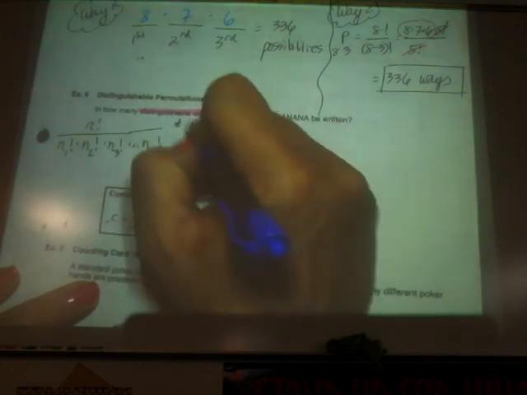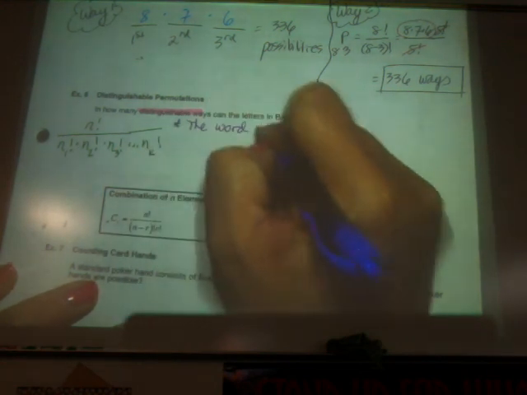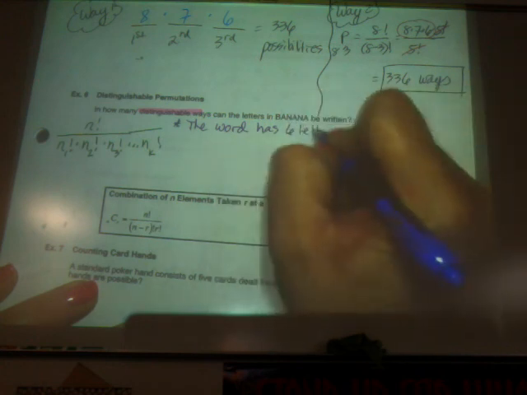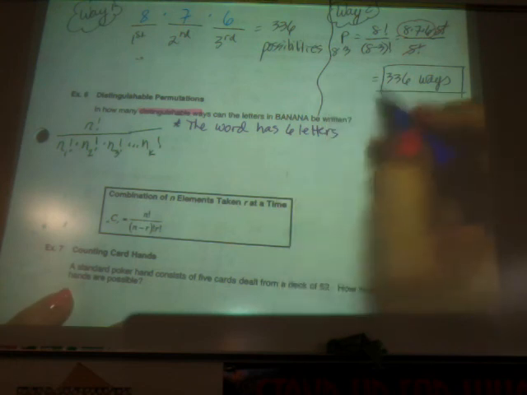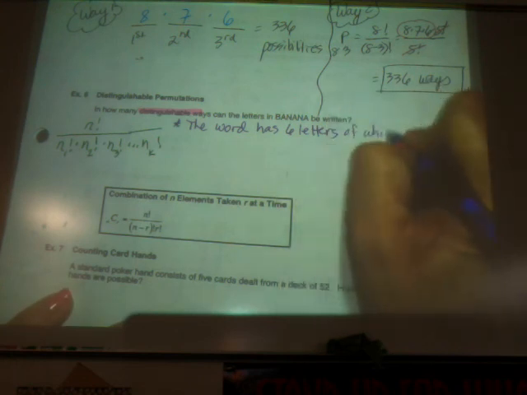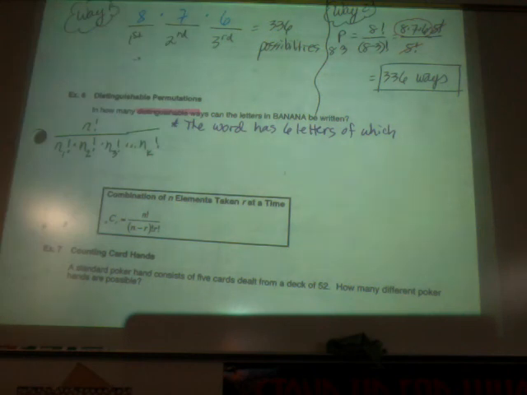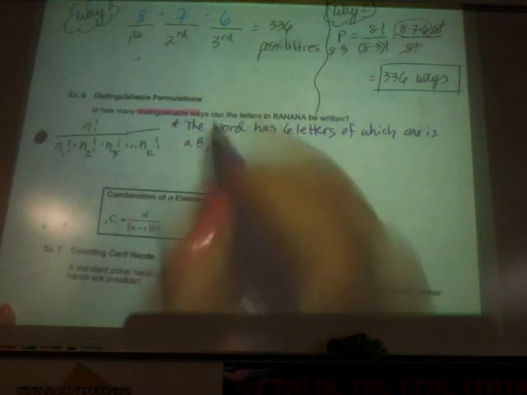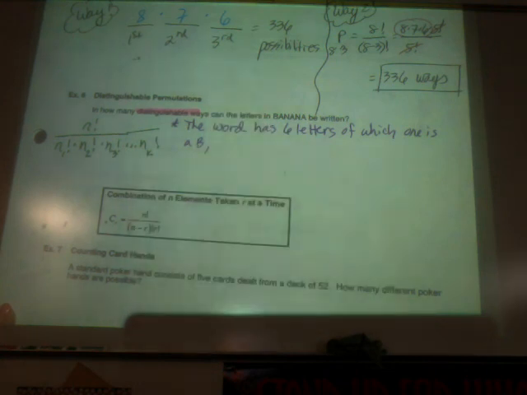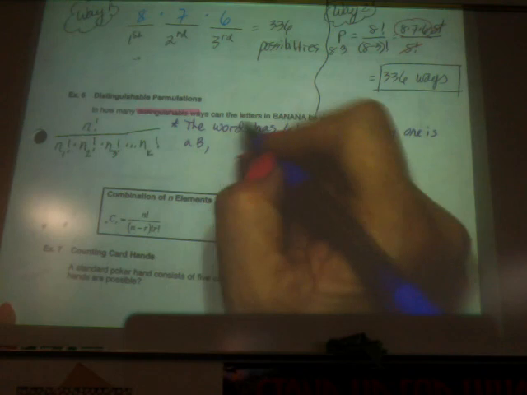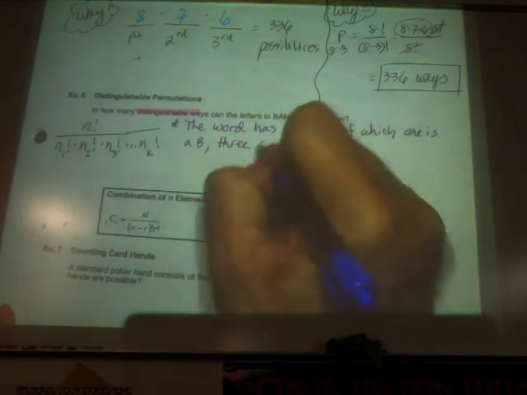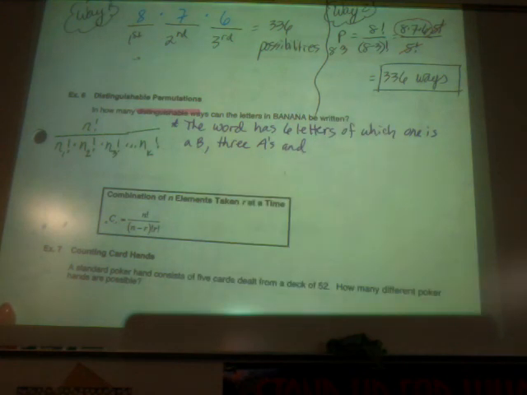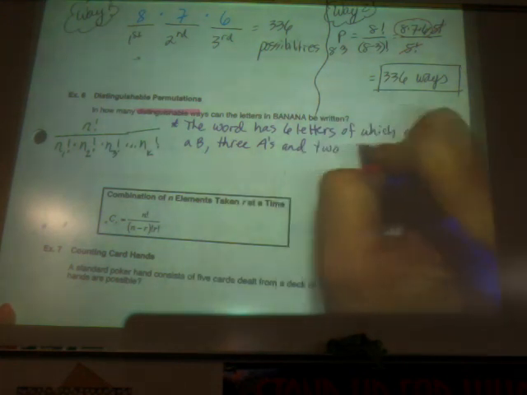The word has 6 letters, right? If you count banana, we get 6 letters, of which one is a B. Everybody agree we have 1 B? How many A's? 3 A's. And how many N's? 2 N's.